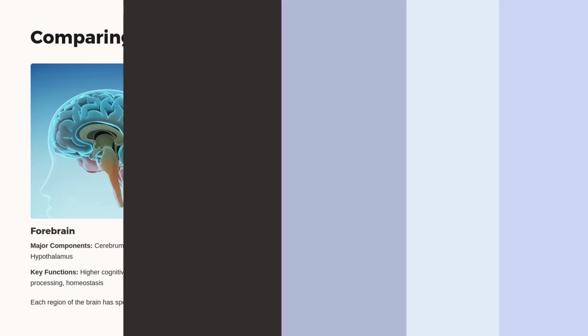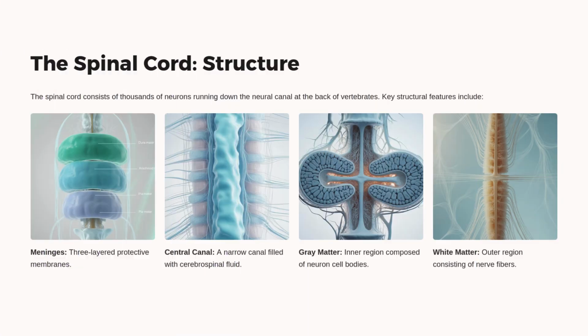The spinal cord. Structure. The spinal cord consists of thousands of neurons running down the neural canal at the back of vertebrates. Key structural features include meninges, 3-layered protective membranes; central canal, a narrow canal filled with cerebrospinal fluid; gray matter, inner region composed of neuron cell bodies; white matter, outer region consisting of nerve fibers.